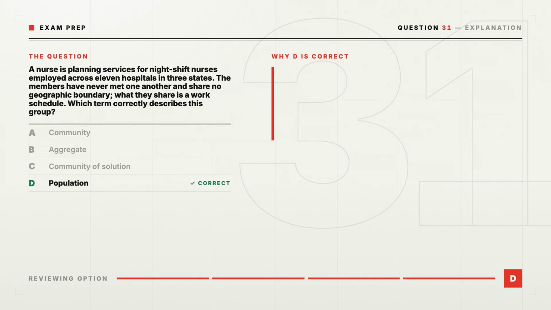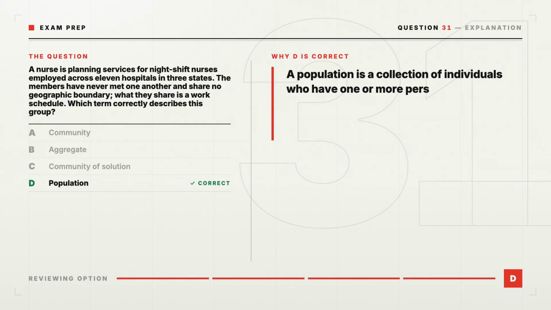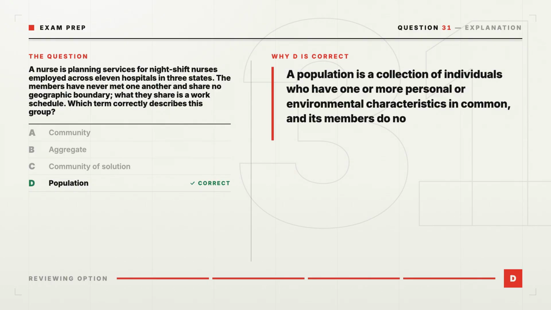Population. D is correct because a population is a collection of individuals who have one or more personal or environmental characteristics in common, and its members do not have to interact or share a place. Working the night shift is the shared characteristic, and that alone is enough. The explicit statement that members have never met is the exam's standard signal for this term.